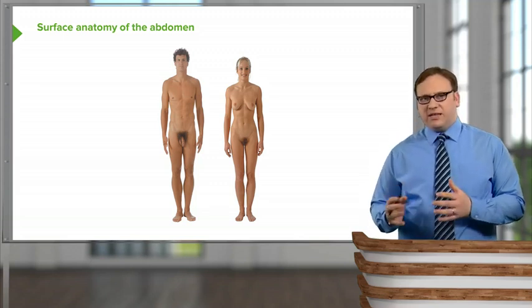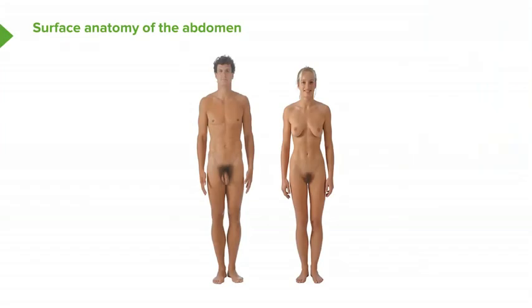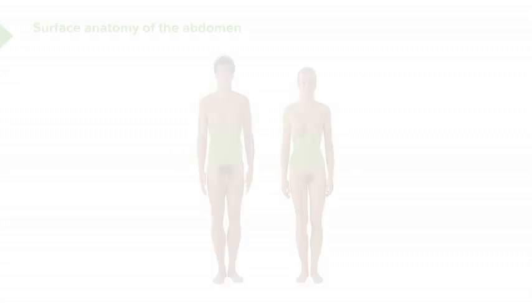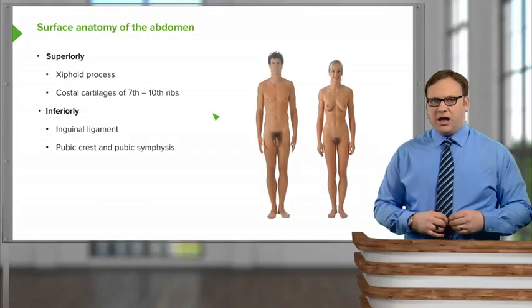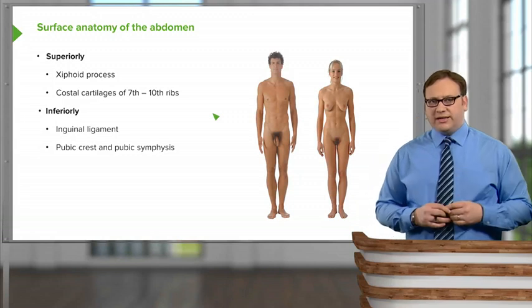So on the screen at the moment, we can see the body plan of the male and the female, and we're really going to be concentrating on this region, which we can see here in the male, the abdomen, and also which we can see in the female. So this abdominal region that's positioned inferior to the thorax. And on here, we can pick out a series of important landmarks, some of which we can feel on ourselves.